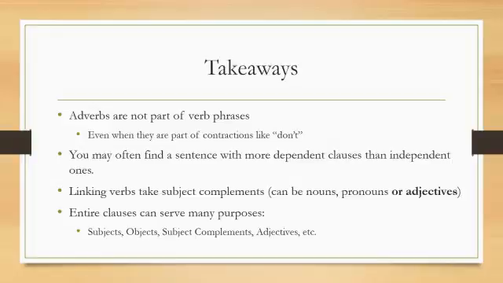All right, so having looked at these two sentences, what are some things that we can take away? From our first sentence, we can figure out that adverbs are never part of our verb phrases. So if we have a contraction that's part of our verb phrase, we want to separate it out into its original parts and not include the adverb in the verb phrase, okay? You might find a sentence with more dependent clauses than independent clauses. That's the case in our second sentence. We had one independent clause and two dependent clauses. Another takeaway is learning that linking verbs, which express states of being, take subject complements, which can be nouns and pronouns, but they can also be adjectives. And sometimes an entire clause might play the role of a subject, of an object, or in the case that we had earlier, of a subject complement. Okay, so just a few things to take away from this video.